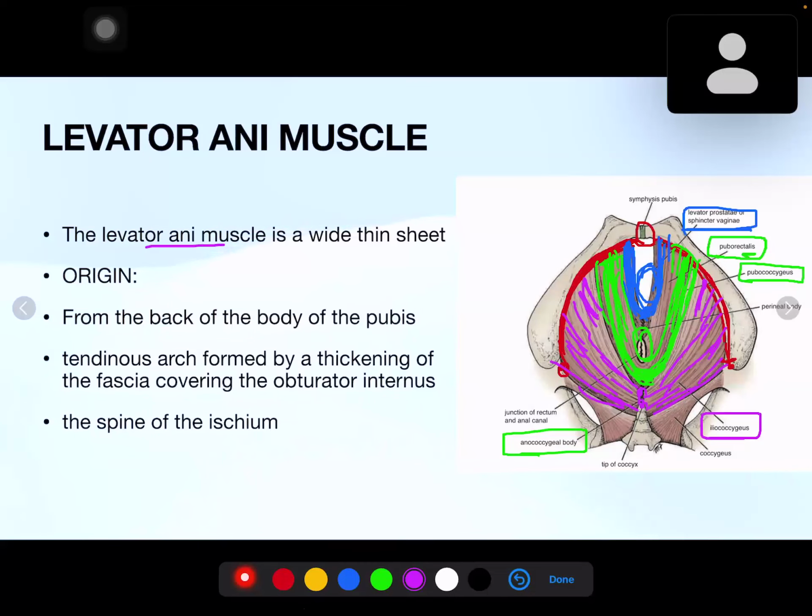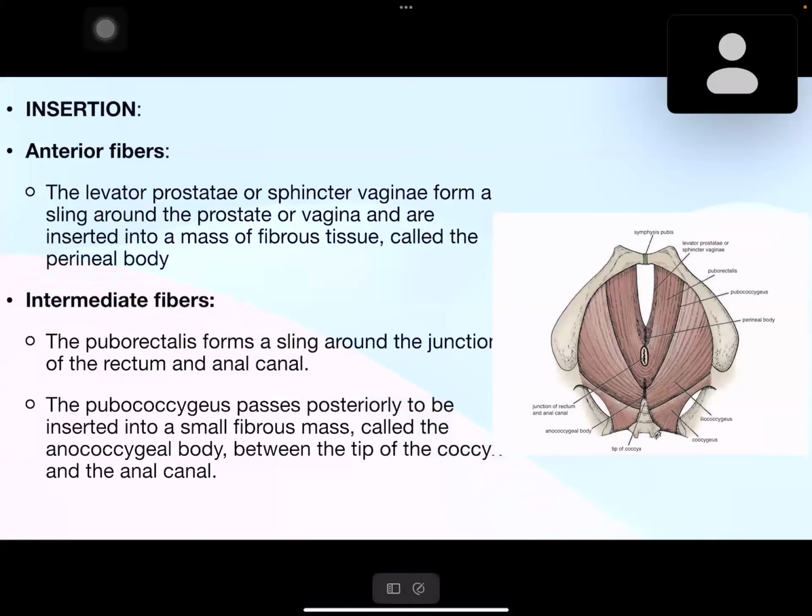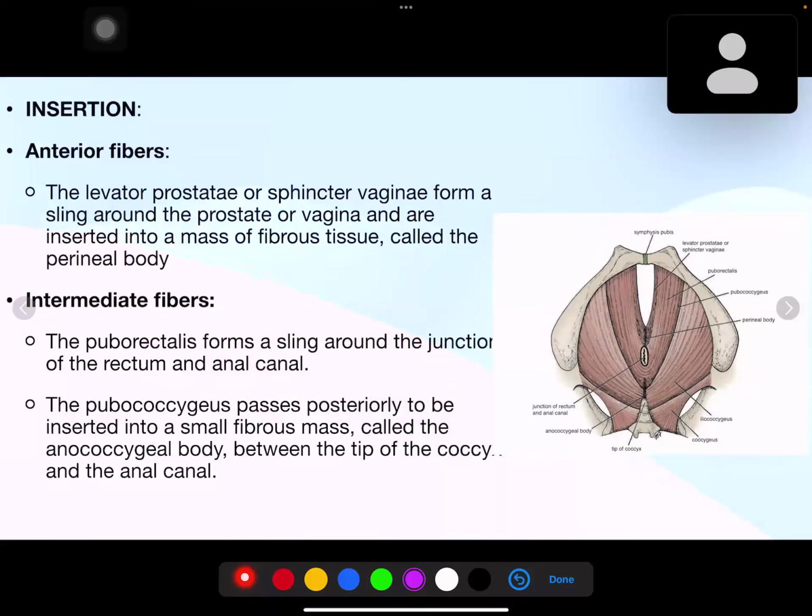If you read this, the origin. The levator ani is a thin white sheet. It arises from the back of body of pubis, like anteriorly. Then the tendinous arch formed by thickening of fascia covering the obturator internus, and then the spine of ischium. Okay, so how is it inserted? Its insertion points are different because the anterior fibers, the levator prostate or sphincter vaginae, form a sling around the prostate or vagina. Okay, and are inserted into a mass of fibrous tissue which we call the perineal body. Okay, so they are inserted to the perineal body.